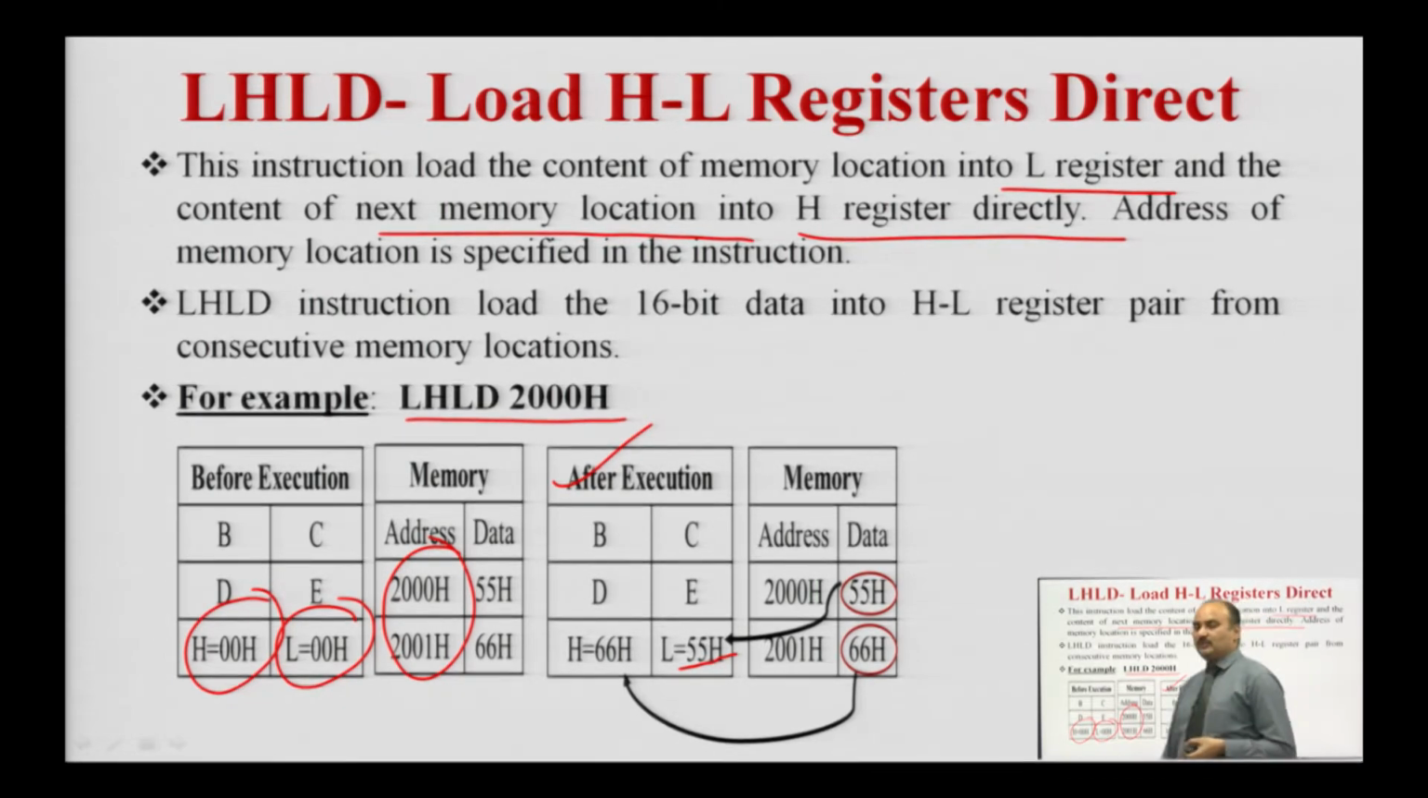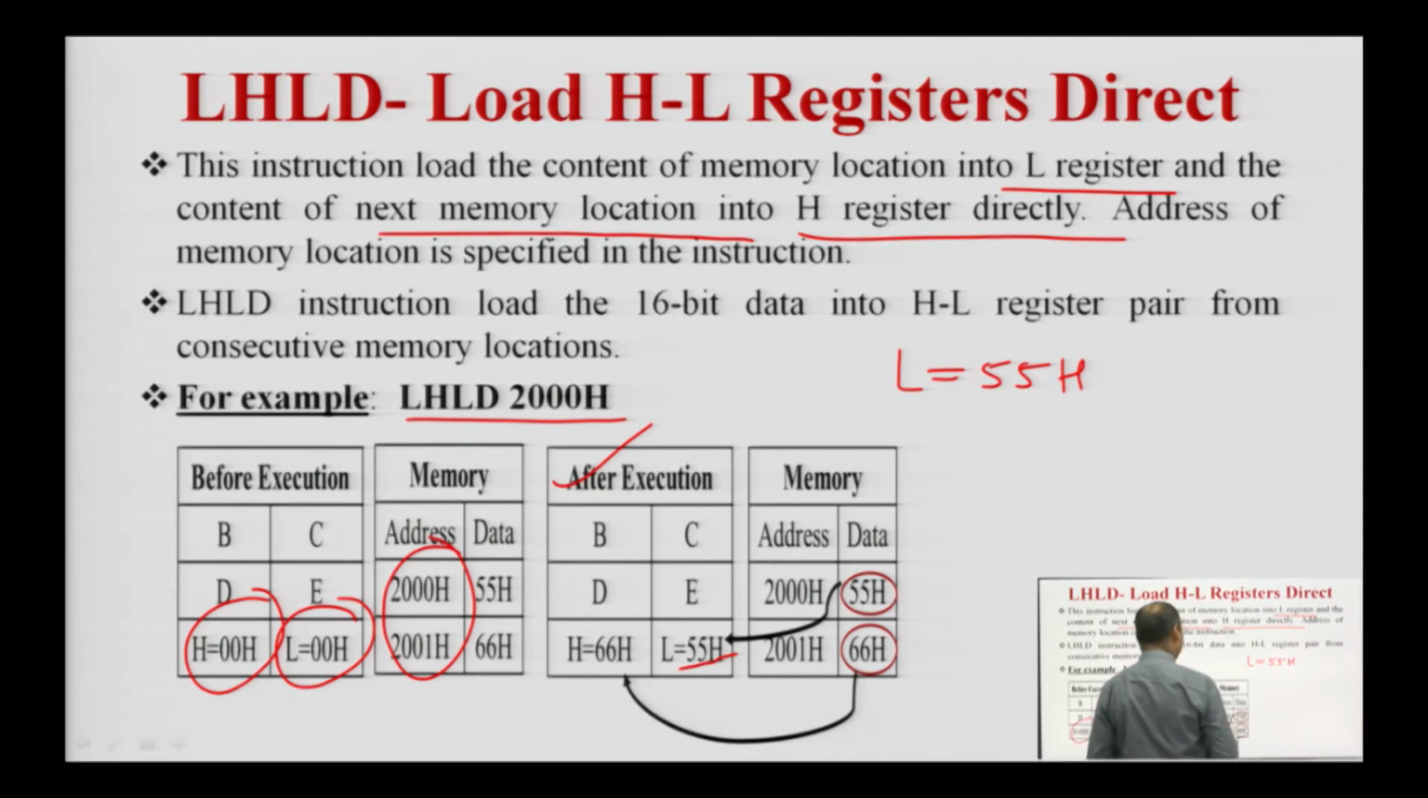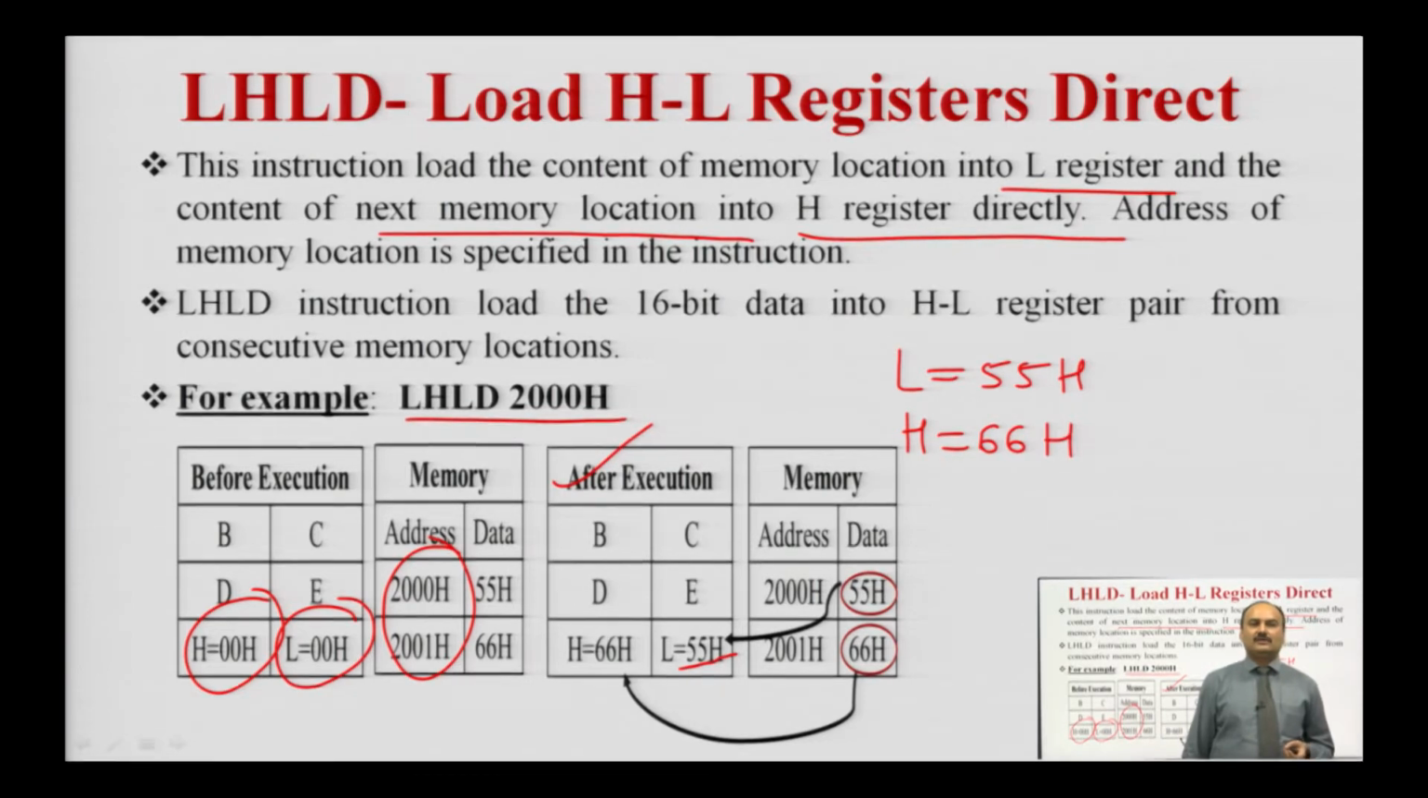The content of memory location having address 2000H is loaded into the L register and the content of next memory location having address 2001H is loaded into the H register. So, after the execution of this instruction, L register will have the value 55H, which is the content of memory location 2000H, and H register will have the value 66H, which is the content of next memory location having address 2001H. So, this instruction will load the content of two consecutive memory locations into HL register pair.